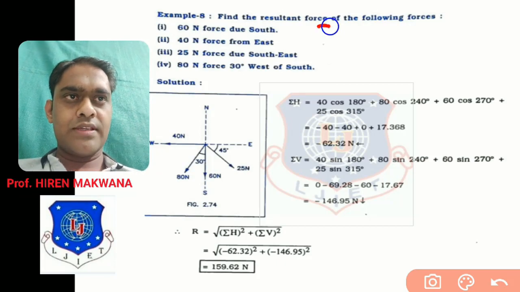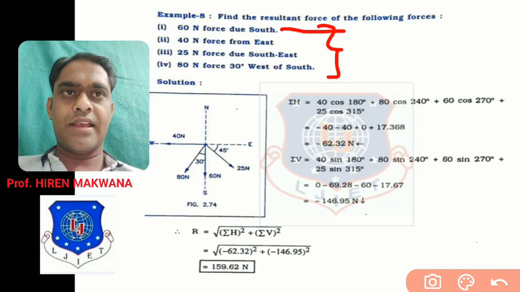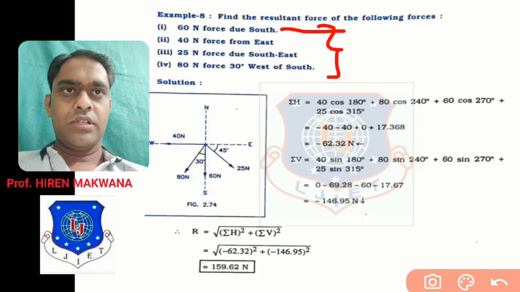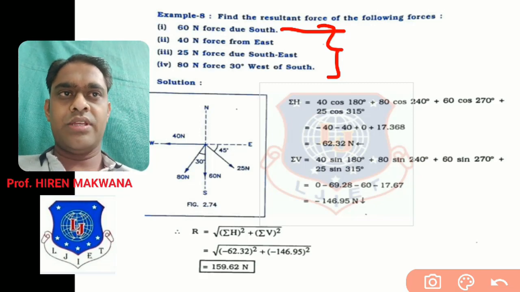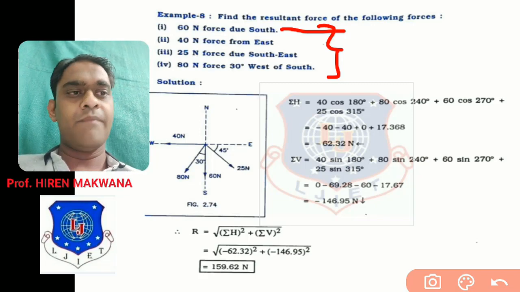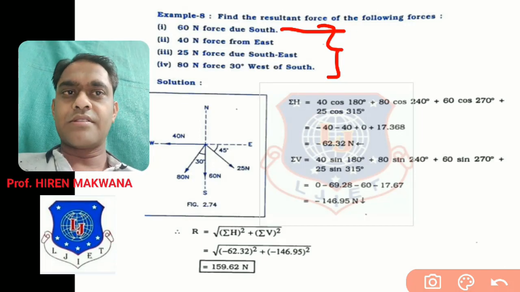There are 4 forces given in the data. You have to find the resultant force, means R and its direction alpha. Now here there are directions. 4 directions are given to you: south, east, west, etc. So first of all, you must be aware about the directions.